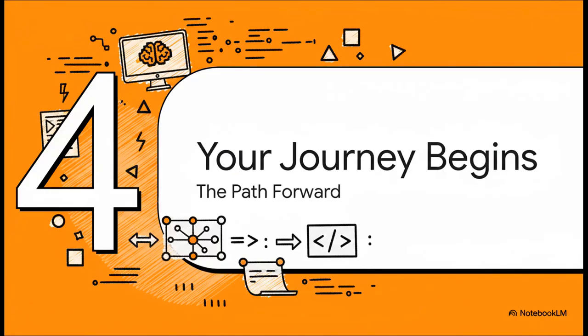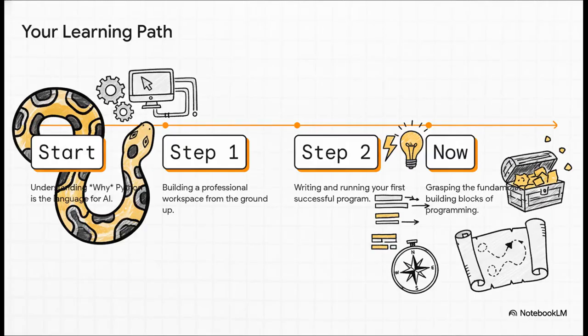So let's just pause for a second. The really crucial thing here is that you've just walked through the entire process. Think about it. In just a few minutes, we've gone from a totally blank slate to having a complete professional coding setup and a solid grasp of the core ideas. That's a huge leap. And this timeline just lays it all out perfectly. You started by understanding why we even use Python. Then you learned how to build a real professional workspace. You wrote your first successful program. You made the computer listen to you. And now you get the basic building blocks. You have the complete roadmap.